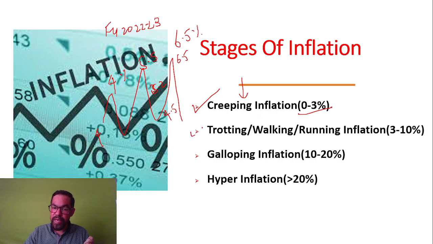Then another one we have is trotting, walking or running inflation, 3 to 10%. If you see this data, India belongs to trotting, walking or running inflation, where the inflation range is 2 to 10% or 3 to 10%. This stage generally belongs to developing nations.